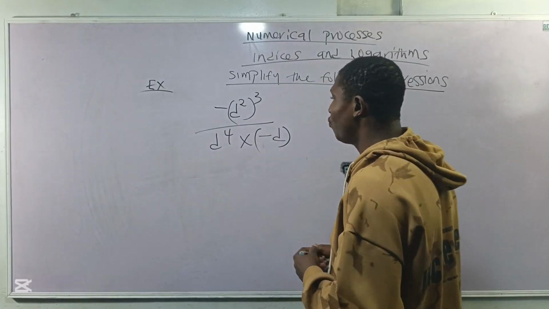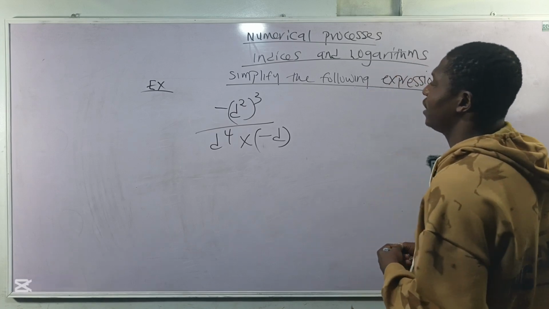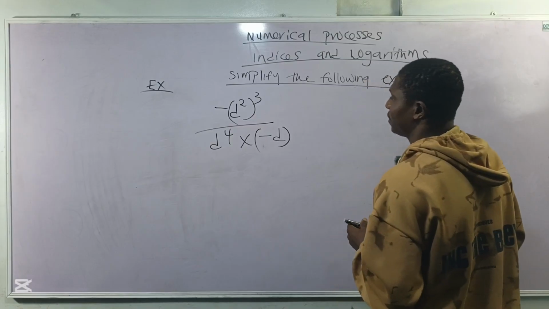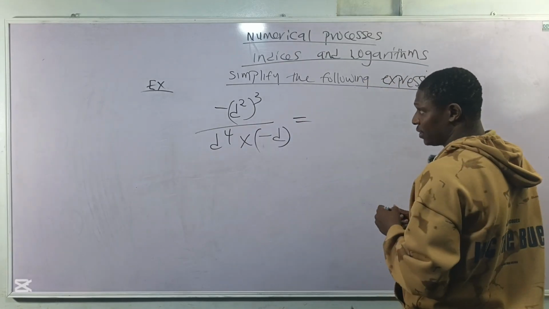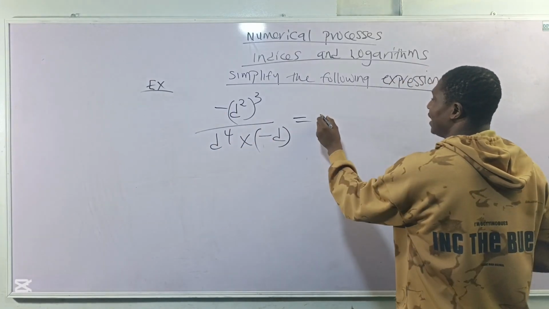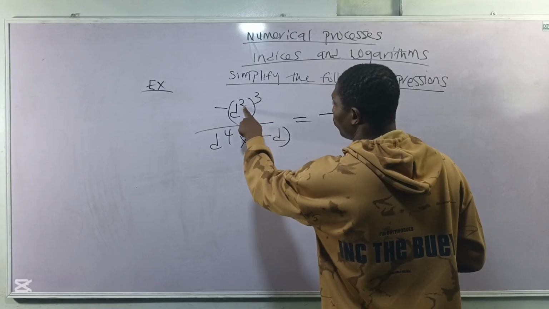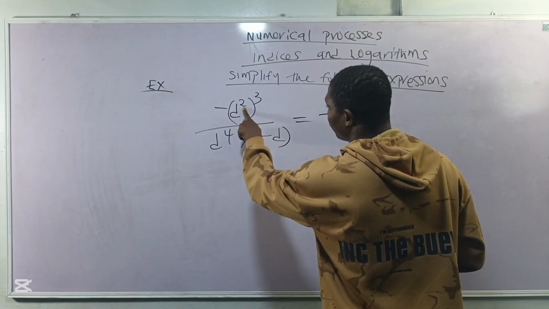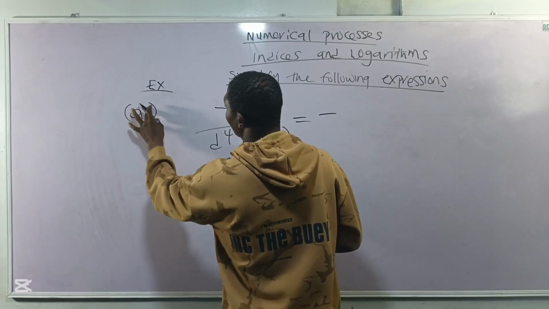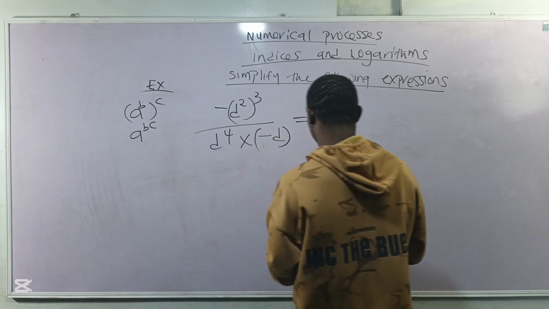We have minus open bracket d square close bracket raised to power 3 divided by d raised to power 4 times minus d. How do we simplify this? First, you must take note that our raised to power 3 is not affected by the negative sign. So the negative sign remained the way it was given. And 3 can be used to multiply these 2 using our power rule. Because if I have a raised to power b all over c, it will give me a raised to power bc, and bc is multiplication.